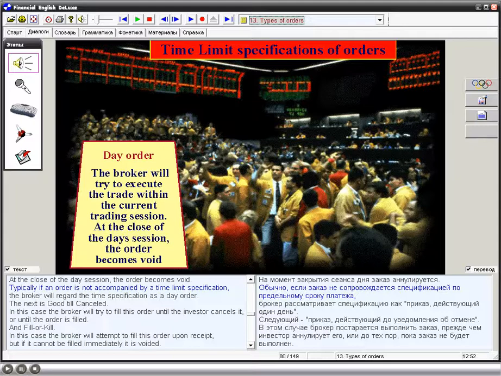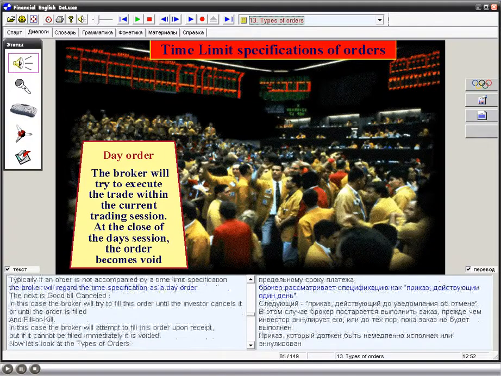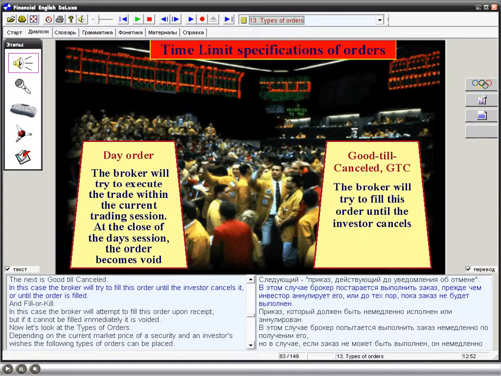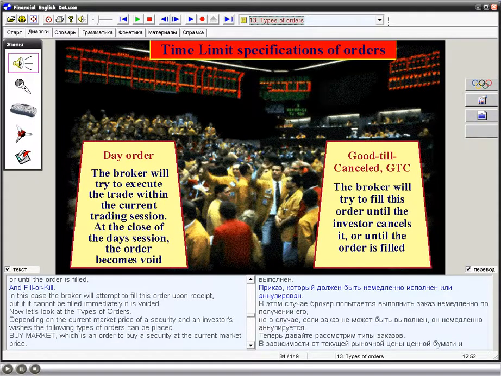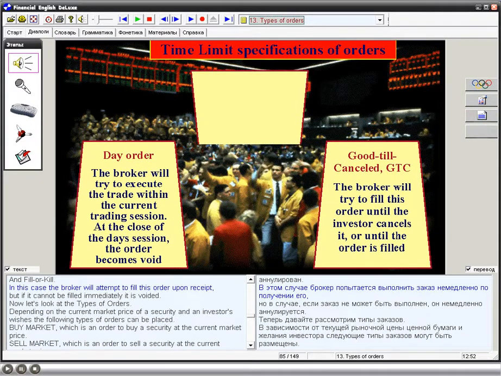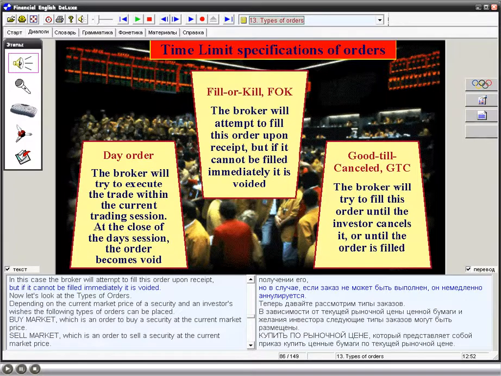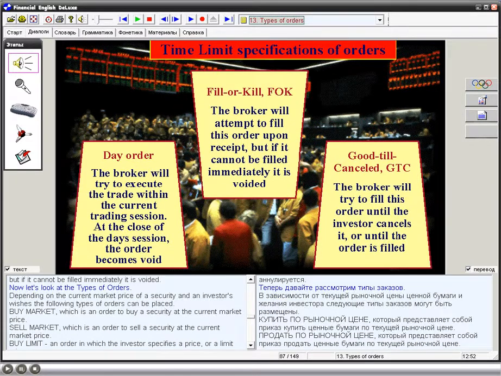Typically, if an order is not accompanied by a time limit specification, the broker will regard the time specification as a day order. The next is good till canceled. In this case, the broker will try to fill this order until the investor cancels it or until the order is filled. And fill or kill. In this case, the broker will attempt to fill this order upon receipt, but if it cannot be filled immediately, it's voided.